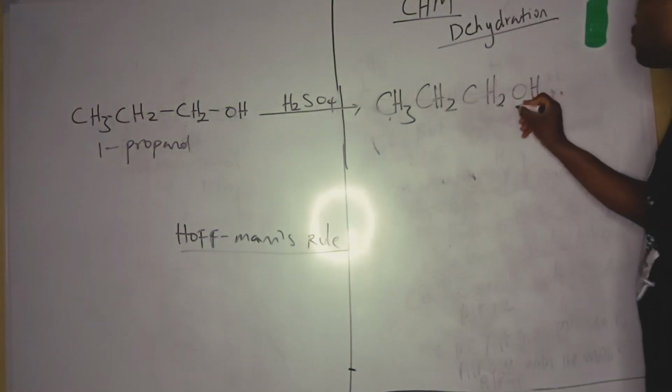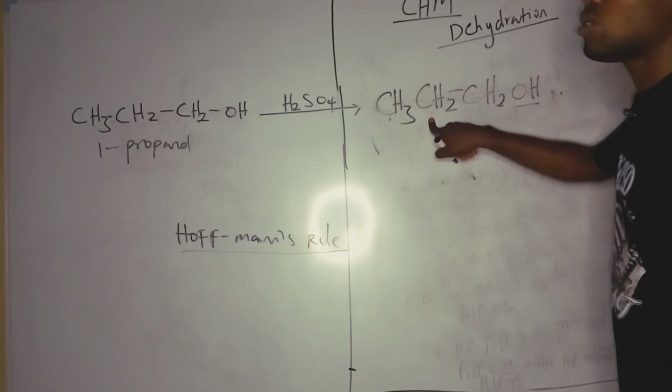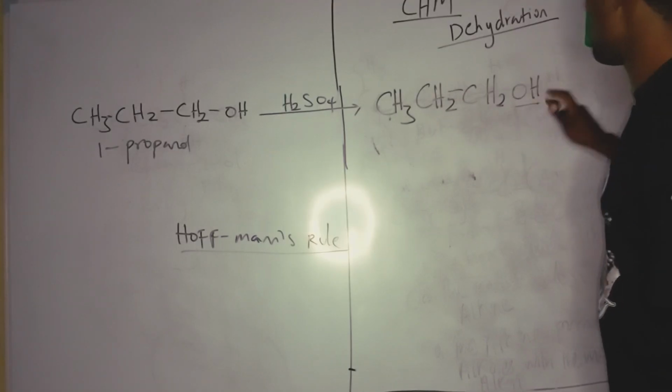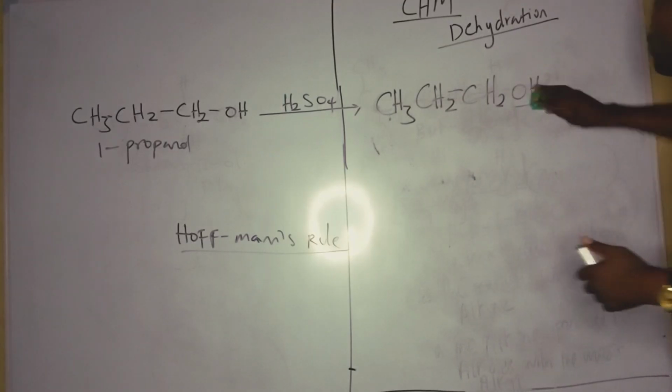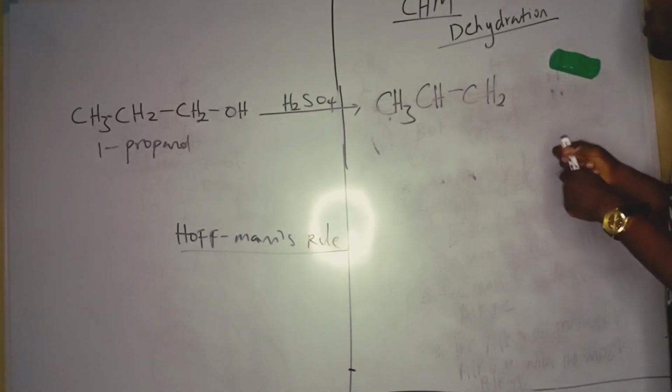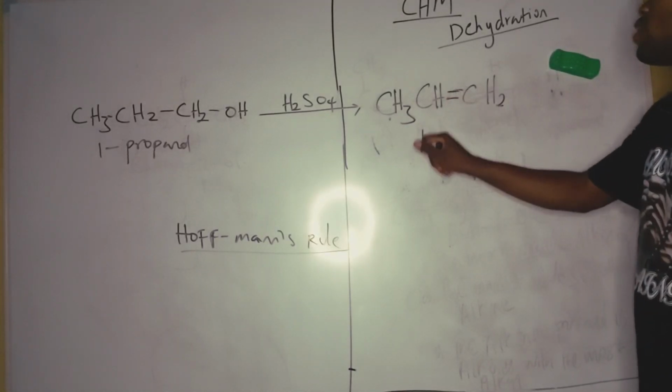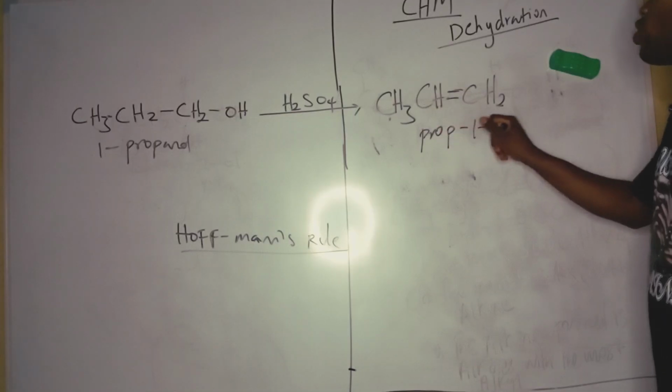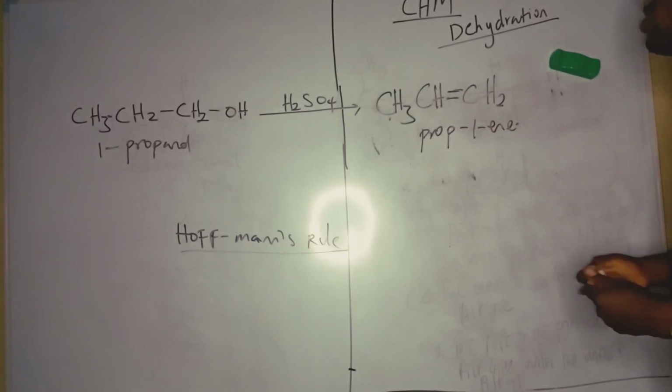So if I lose OH from here, the adjacent carbon, that's just one adjacent carbon. So losing OH from here, then I'll lose one H from here, so I'll create a double bond. So I will still get prop-1-ene. So elimination of primary alkanols usually does not give us problems.